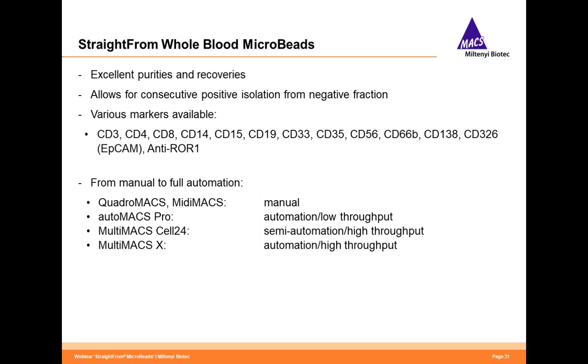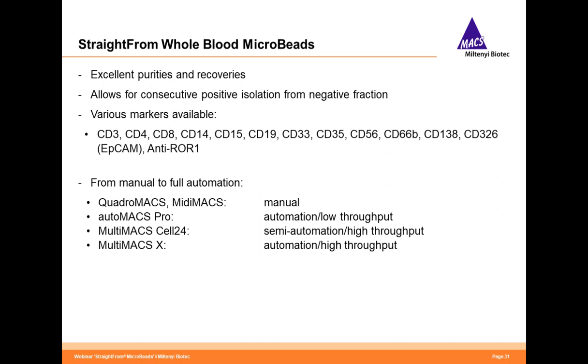The whole blood reagents were developed a while ago, so the purities and recoveries are as good as for the other reagents, but we have a larger number of markers available. Besides the markers for T helper cells, cytotoxic T cells, B cells, NK cells, as well as monocytes, we also have markers for the enrichment of myeloid precursors like CD33, granulocytes like CD15 or CD66b, and plasma cells like CD138.